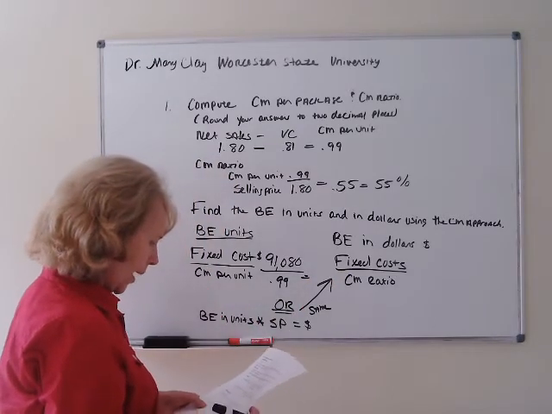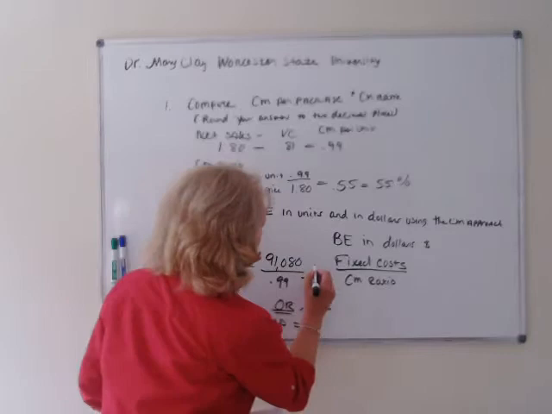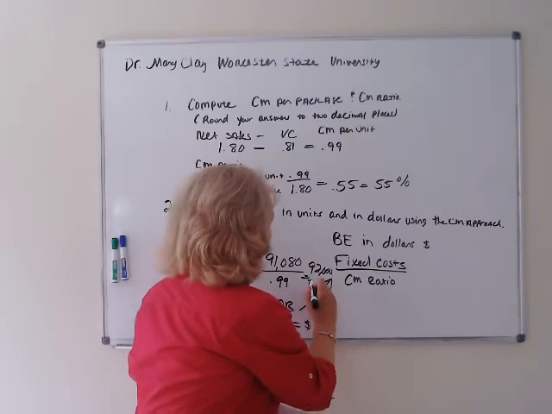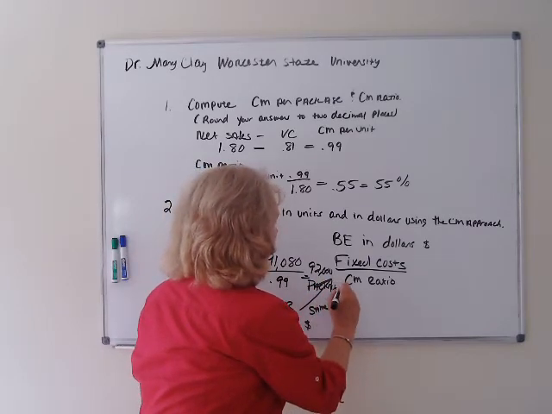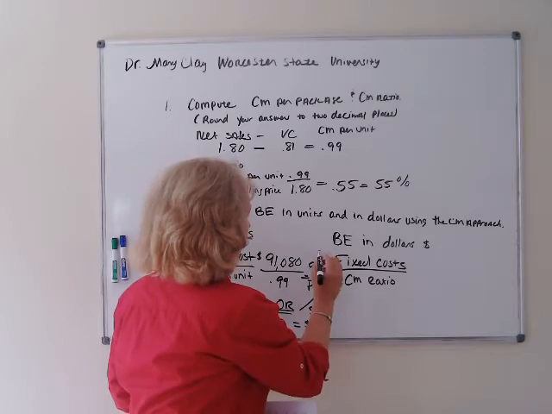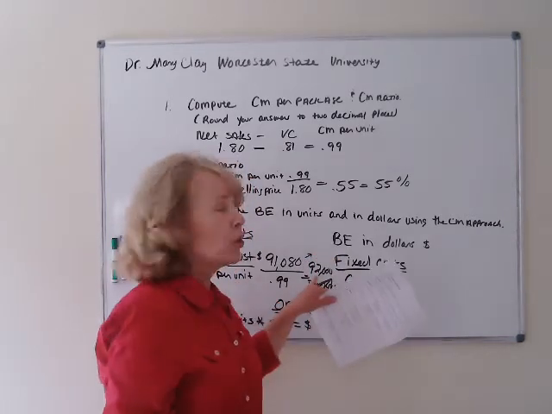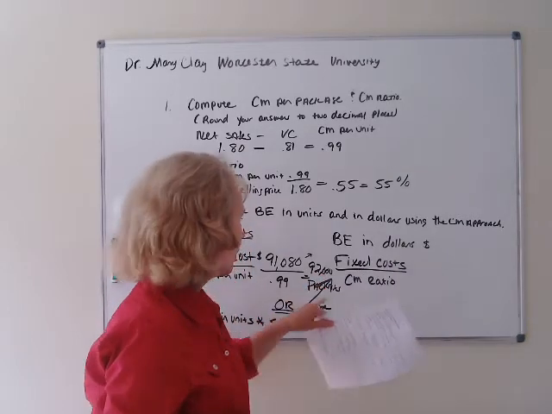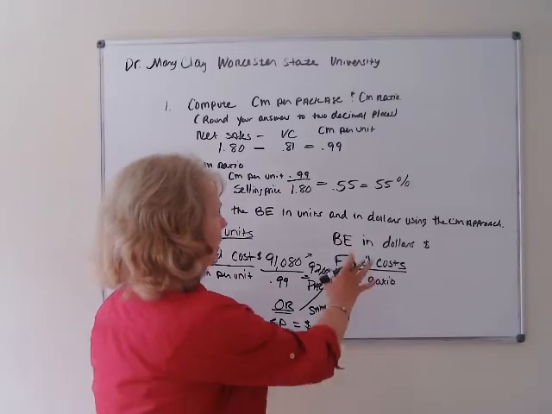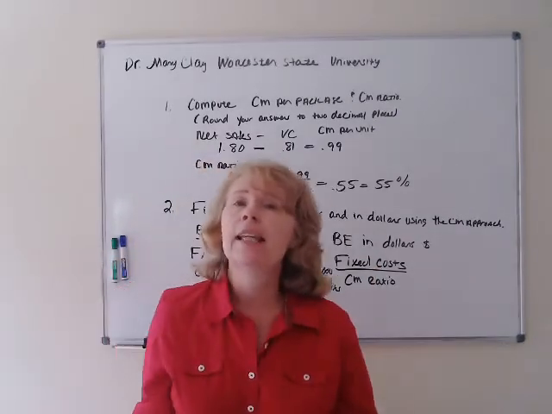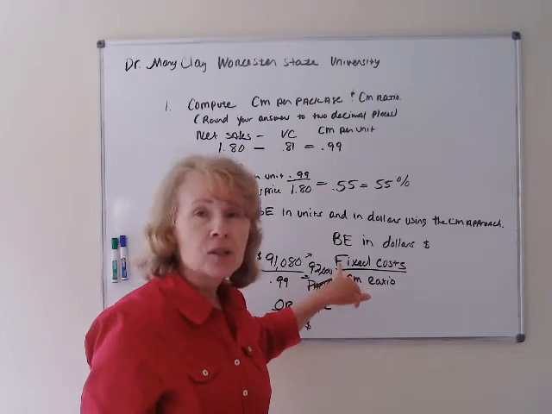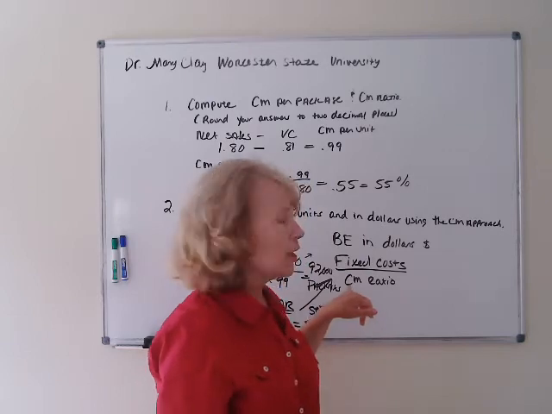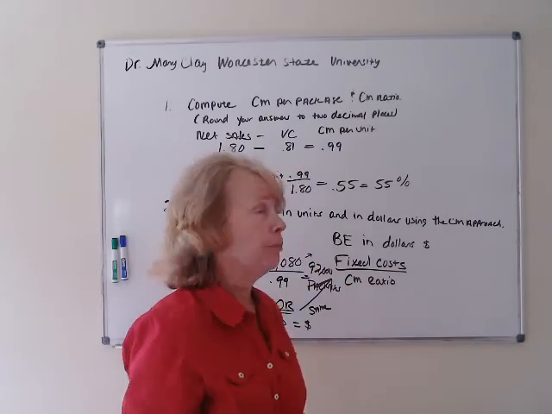91,080 divided by 0.99 gives you 92,000 packages. Now that is not a dollar figure. That is per unit. So 92,000 packages in total that they have to sell. All right, now next, let's do the break-even in dollars. Your numerator will be fixed cost, so notice the same. However, your denominator will be the contribution margin ratio. Very important for break-even in dollars.